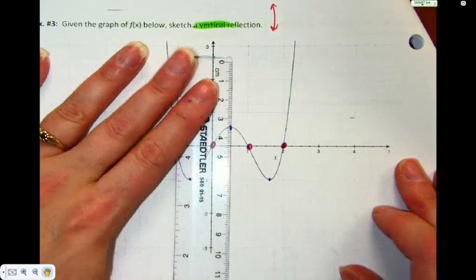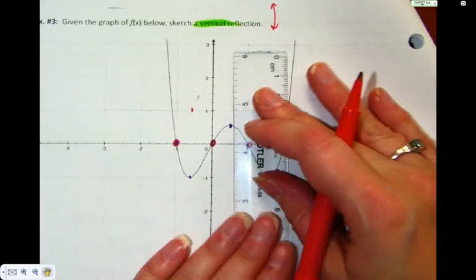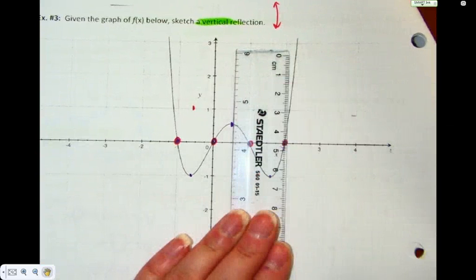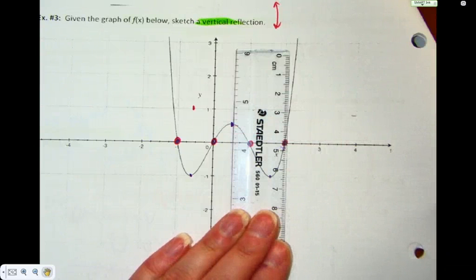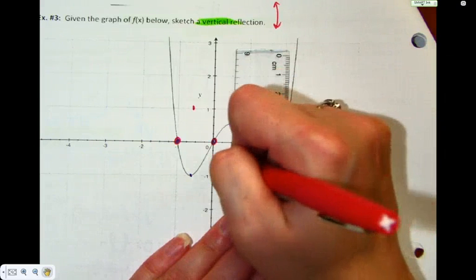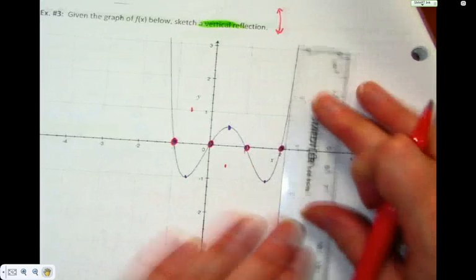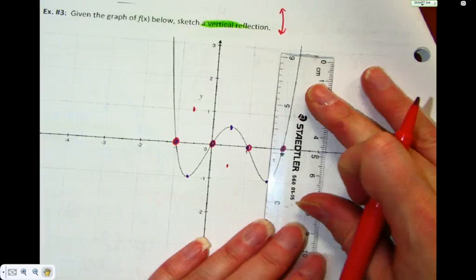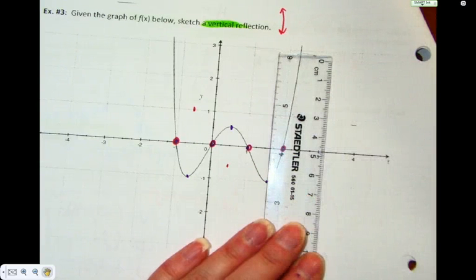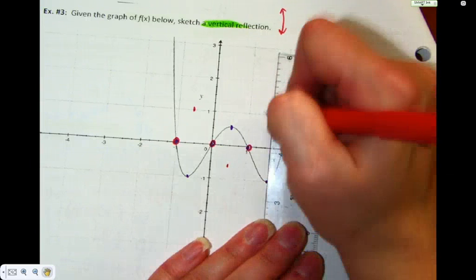I'm going to do the same thing at the max. Right now, the y-coordinate is about 0.5. If I change the sign, it's going to go to -0.5. And again, by using the ruler, what it does is we don't move it side to side. We're just moving it up to down. Same thing with the min here. Okay, it's at -1. If I want to flip it over, it's going to become +1.